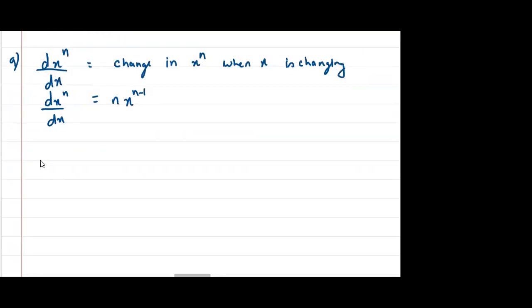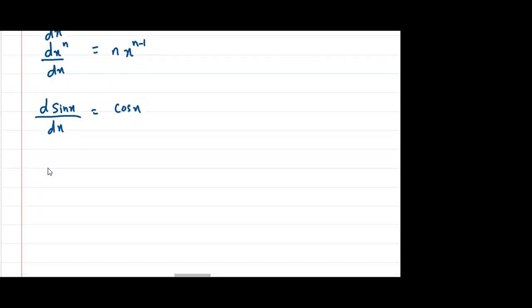In the same way, there are other formulas. For example, I'll write down d of sin x with respect to dx. It is given as cos x. ये भी फॉर्मूला याद रख लो, ठीक है? d of cos x with respect to dx is basically minus sin x. These are the formulas that you have to remember.